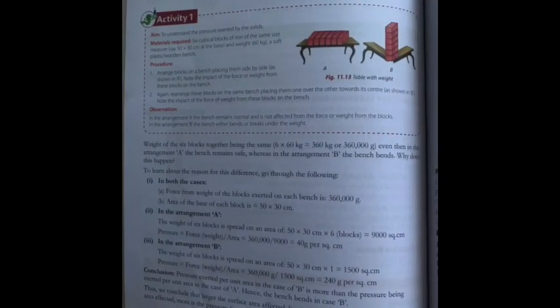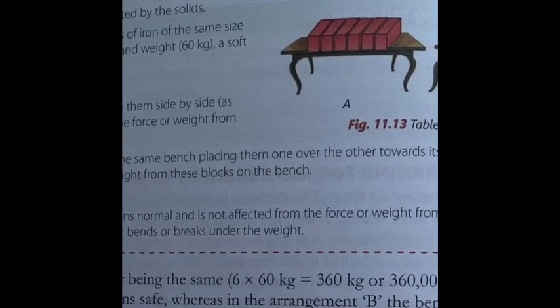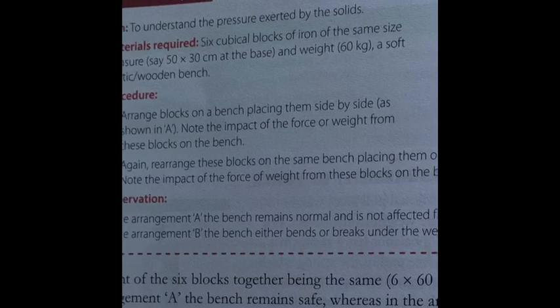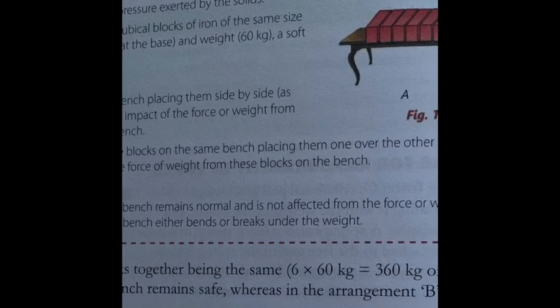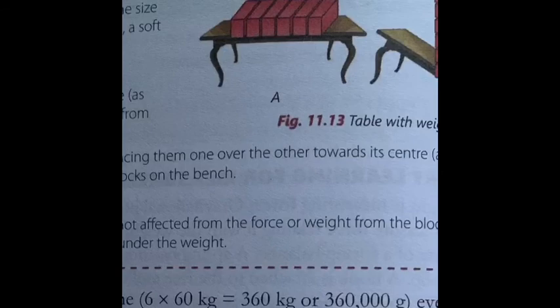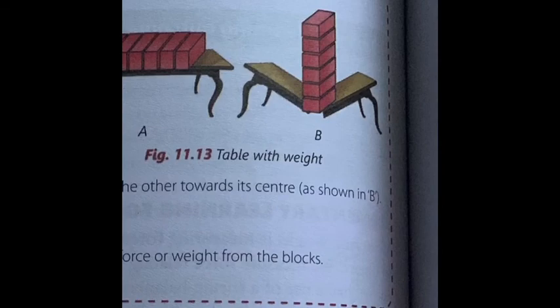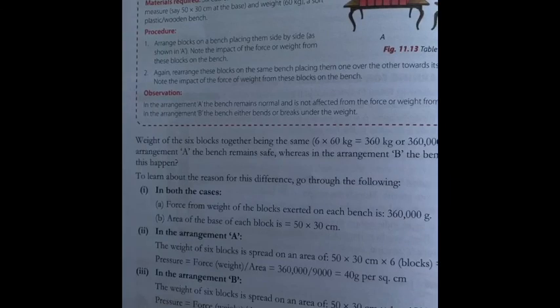So we are going to learn pressure with solids first of all. To understand that in a much better manner, we are going to do an activity. We are going to take 6 blocks of iron, each of area 50 cross 30 centimeter and 60 kg each, and a wooden bench. In the first case, we are going to arrange the blocks side by side, and in the second one we are going to arrange one over the other. So in the first case, what happens?